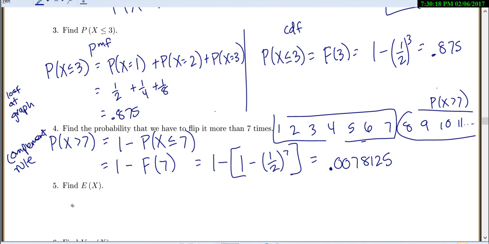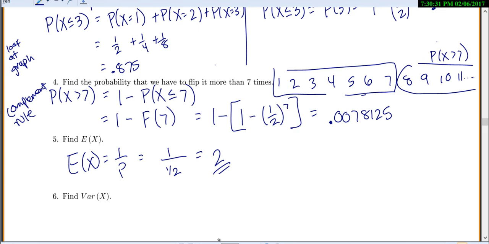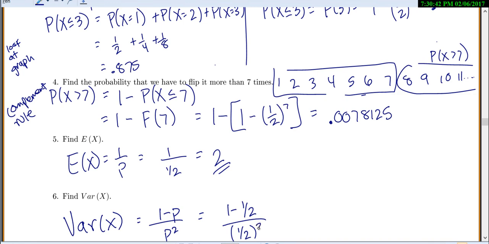Find the expected value of x. So the expected value of x is 1 over p. So 1 over 1/2 gives me 2. And the variance of x is (1 minus p) over p squared. So (1 minus 1/2) over (1/2) squared gives me 2. And this is just one of those weird coincidences where the expected value and variance are the same.